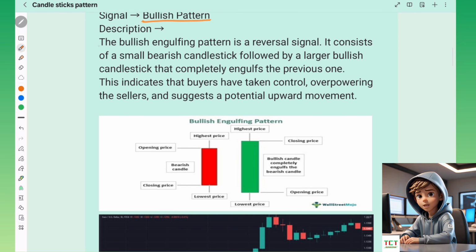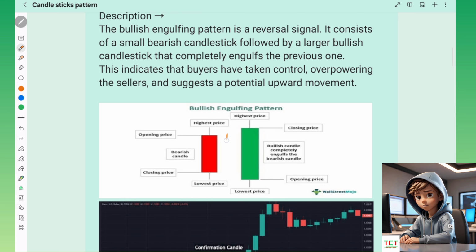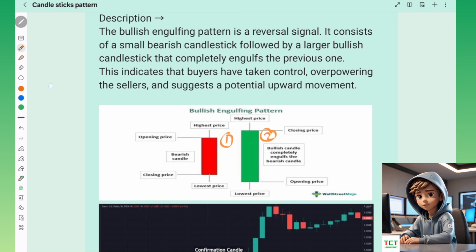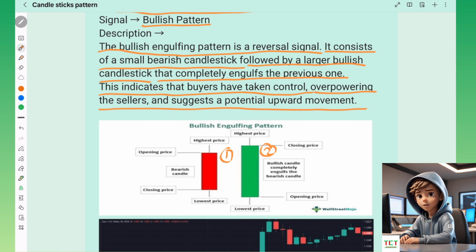So what is this pattern? It's again a two candlestick formation, but this one is really dramatic. As written, the bullish engulfing pattern is a reversal signal. It consists of a small bearish candlestick followed by a larger bullish candlestick that completely engulfs the previous one. This indicates that buyers have taken control, overpowering the sellers, and suggests a potential upward movement.